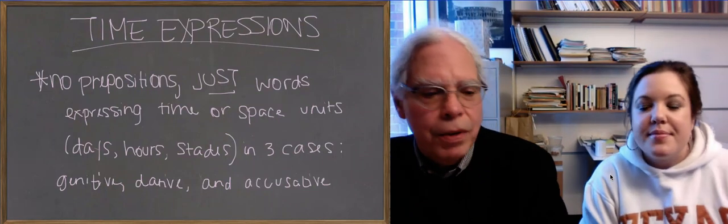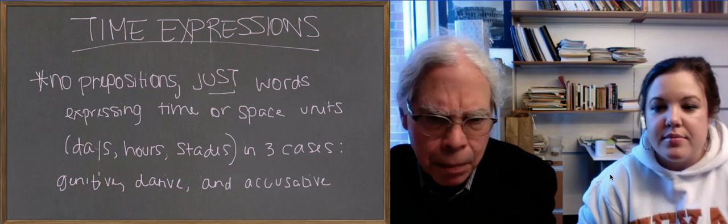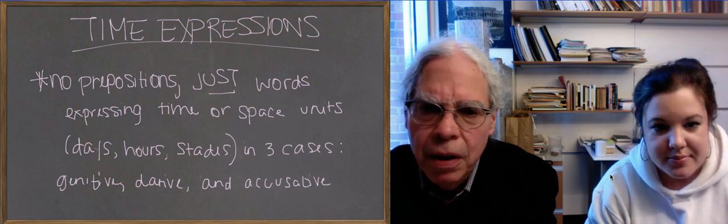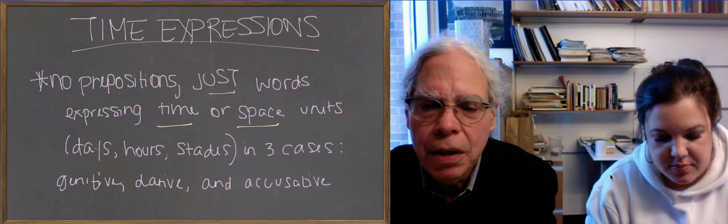So this is Unit 6 in Hansen and Quinn. The last piece of grammar in it is about how you express time, and the same thing works for space as well, time or space in ancient Greek.